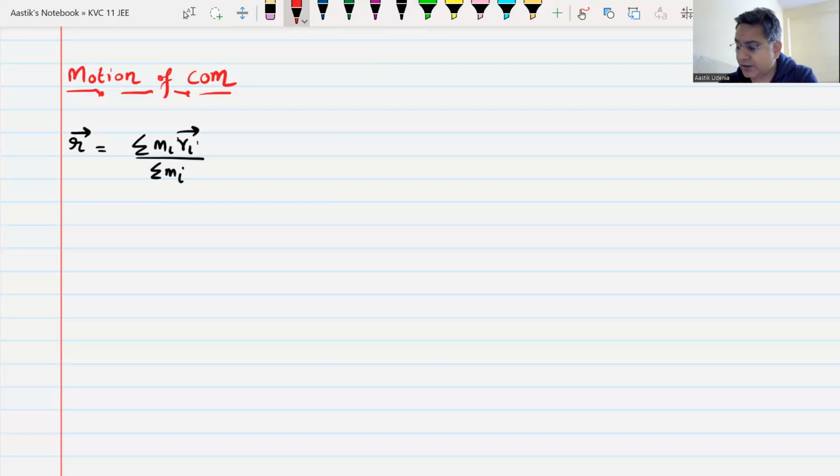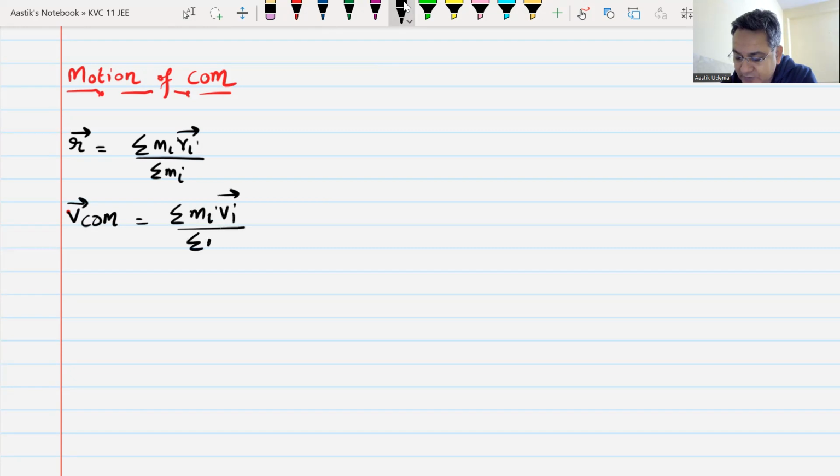Now, if we differentiate this equation with respect to time, what do I get? I get the velocity of the center of mass. So the velocity of center of mass will be summation of m_i v_i vector divided by summation of m_i. Yes or no? That is the way you can find out the velocity of center of mass.